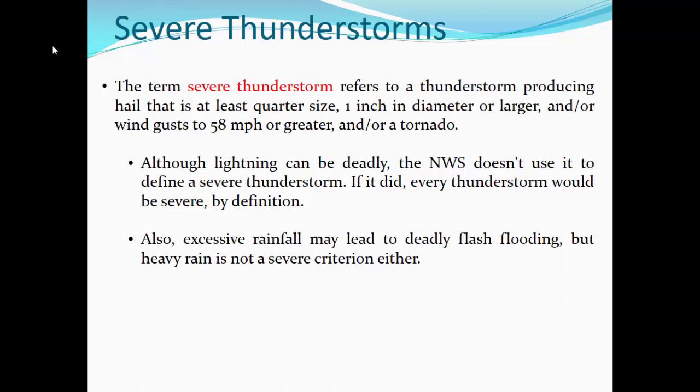Lightning can be deadly, obviously, but the National Weather Service does not use it to define a severe thunderstorm. If it did, every thunderstorm would be severe by definition. There are levels in which they issue excessive lightning warnings, 12 strikes per minute. And there's also excessive rainfall and deadly flash flooding, but also heavy rain is not a severe weather criteria.